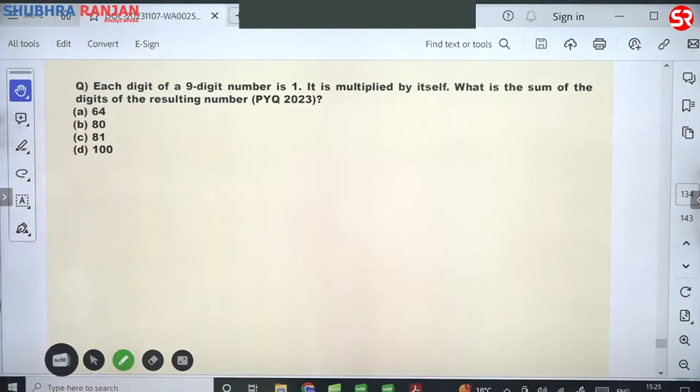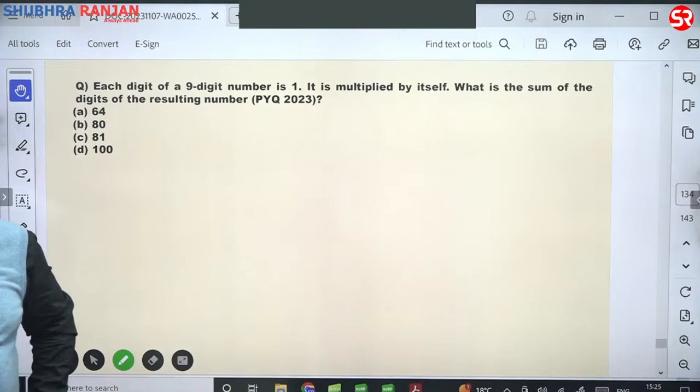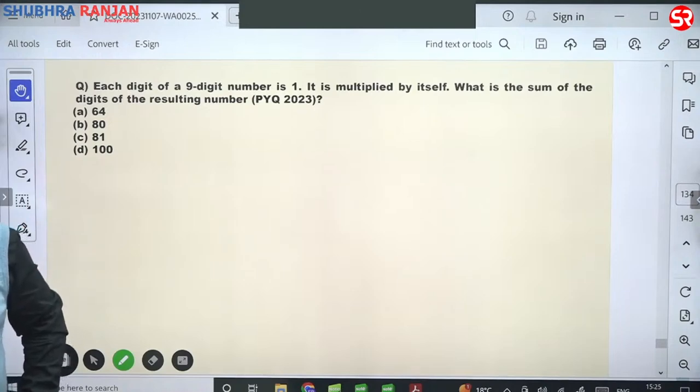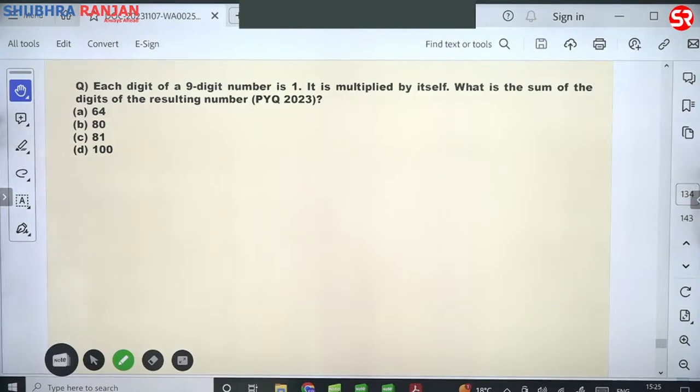Each digit of a 9-digit number is 1. It is multiplied by itself. What is the sum of the digits of the resulting number? Each digit of a 9-digit number is 1. It is multiplied by itself, right? And what is the sum of the digits of the resulting number? Now you guys know it, right?